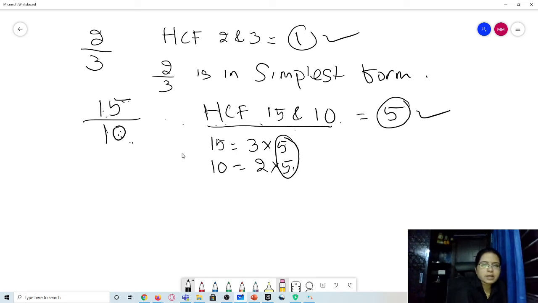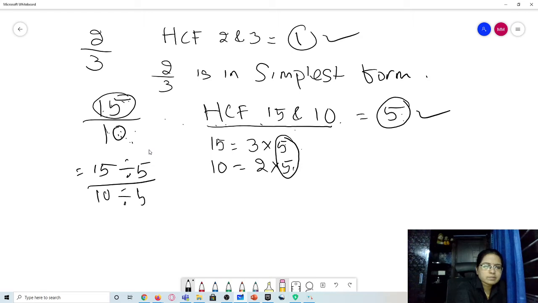Now divide the numerator and denominator both by this highest common factor. Numerator 15 divided by the highest common factor 5, and denominator 10 divided by 5. 15 divided by 5 is 3, and 10 divided by 5 is 2. 3 divided by 2 is in simplest form. So 3 divided by 2 is the simplest form of 15 divided by 10.